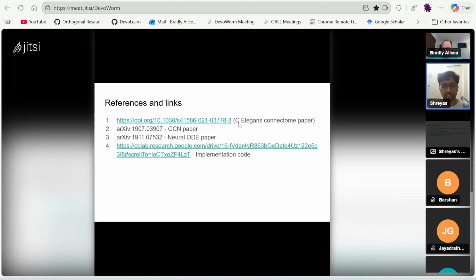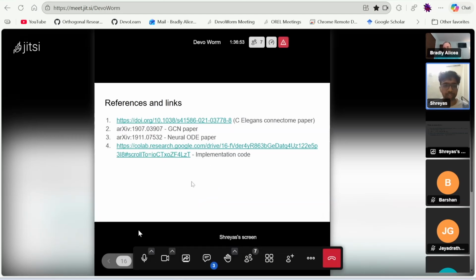These are the references. This is the paper which I used, the C. elegans Connectome paper. This is the GCN paper. This is the Neural ODE. So basically, I tried to combine these two papers and create something new. This is not entirely new, I'm just combining two papers. And then this is the implementation code. I'll share it in Slack, and you can visit the code and play around with it maybe. So yeah, this is from my side. Any questions?